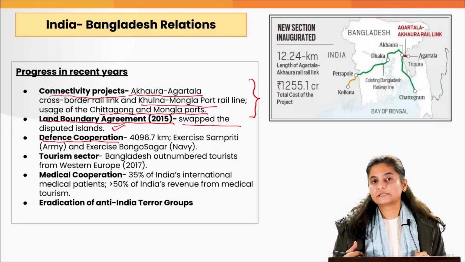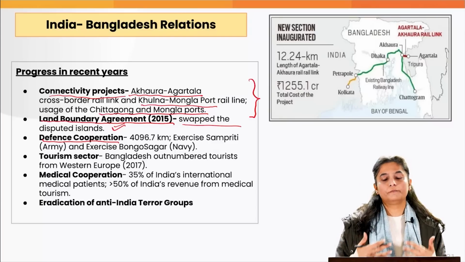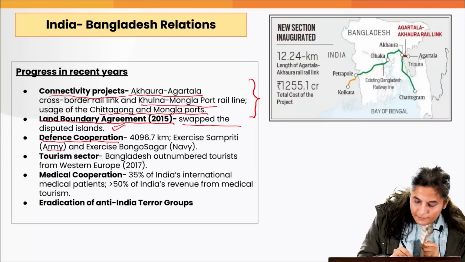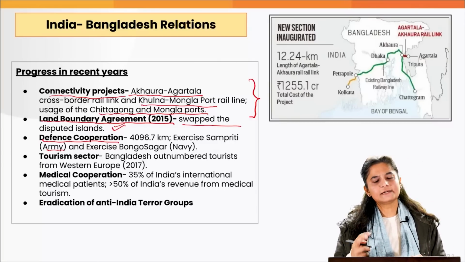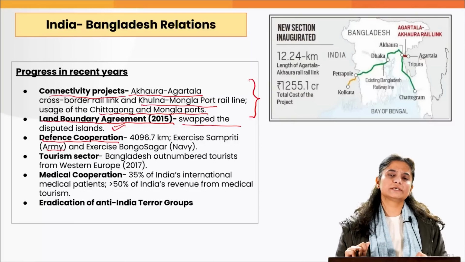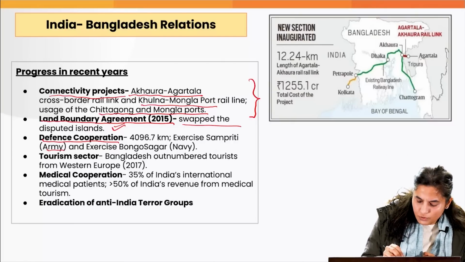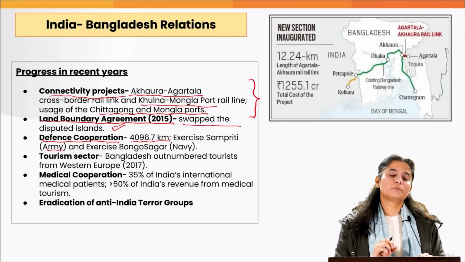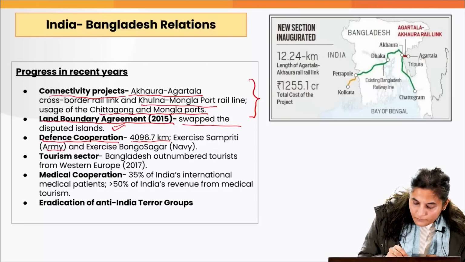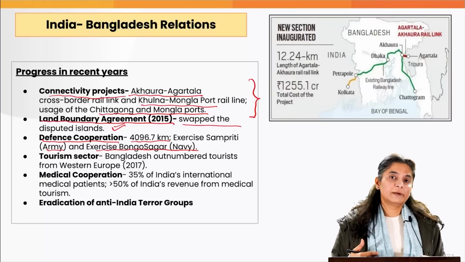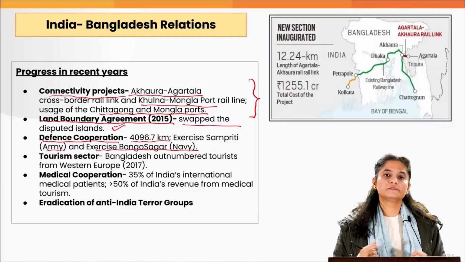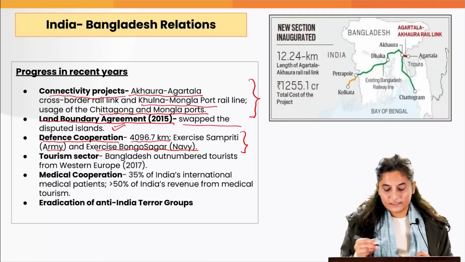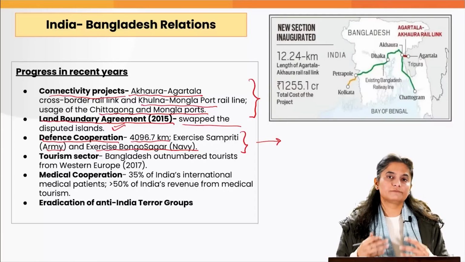Then there is the argument of defense cooperation. We have various exercises taking place, not just in the army, but also in the navy. If we talk about the army, you must have heard about the exercise Sampriti. And like I said, both of these countries have larger coastal areas and coastline. India has around 4,097 kilometers of border that it shares with Bangladesh. And then there is exercise Bongosagar that takes place between the navies of these two countries. So these are two exercises that you can remember, and if you are able to recall them, it may help you to solve some of the prelims questions also.